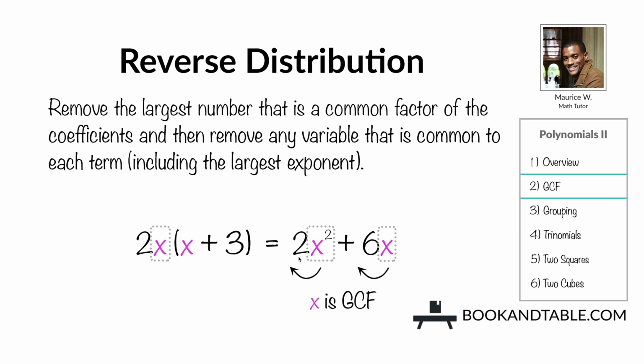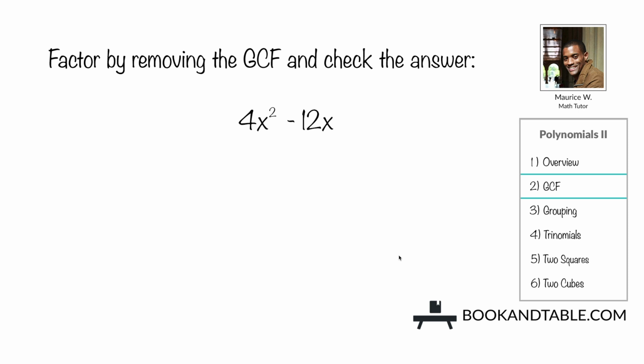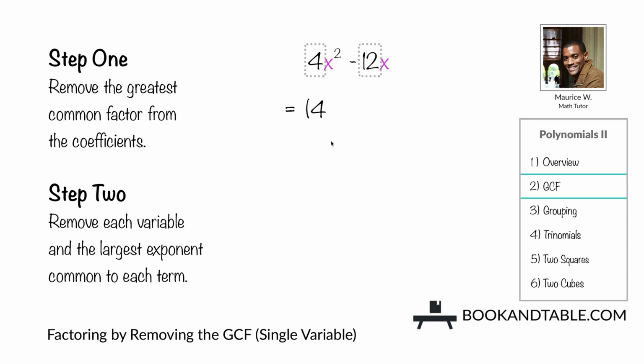So once we've removed the largest factor of the coefficients and the greatest common factor of our variable, we wind up with 2x on the outside. So our factors would be 2x and x plus 3 for 2x squared plus 6x. Now, let's say you're asked to factor by removing the greatest common factor and check the answer for 4x squared minus 12x. How will we go about doing so?